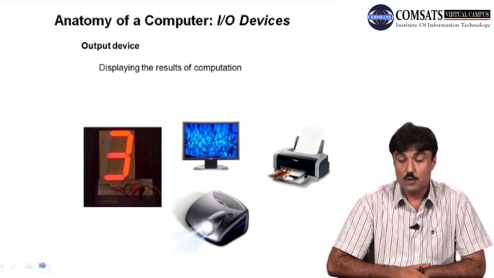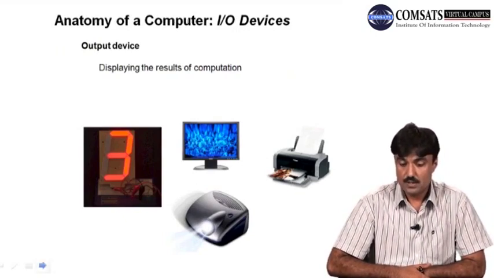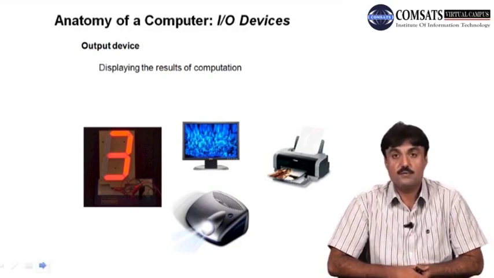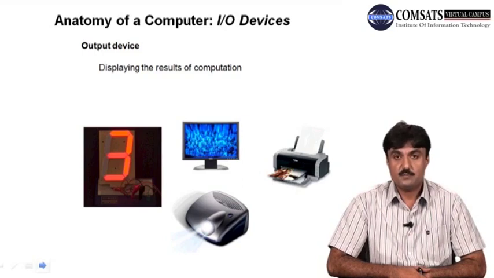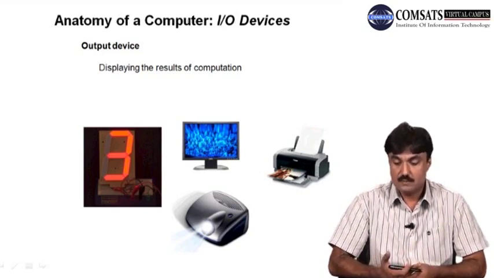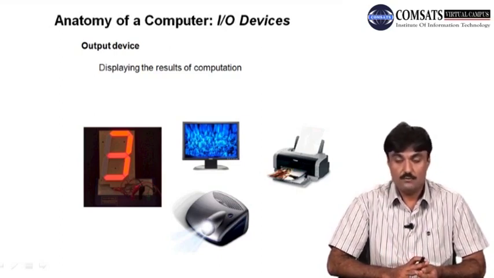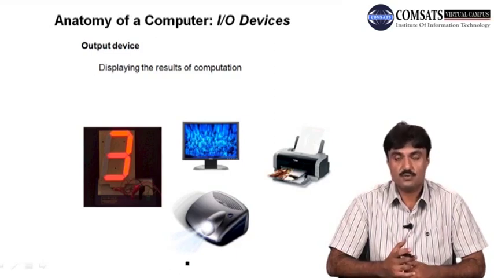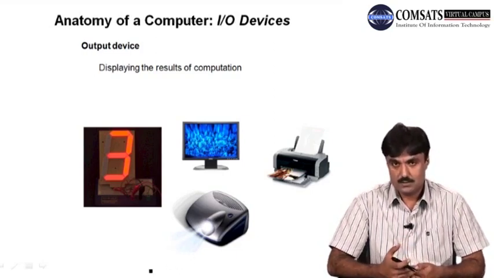The second is the output devices. These devices display the result of computation. Whatever information is processed by the microprocessor is displayed by these output devices. Like we have 7-segment displays, LCDs, multimedia projectors, printers, and many other devices. Here in this slide a few devices are shown, but this list goes on.